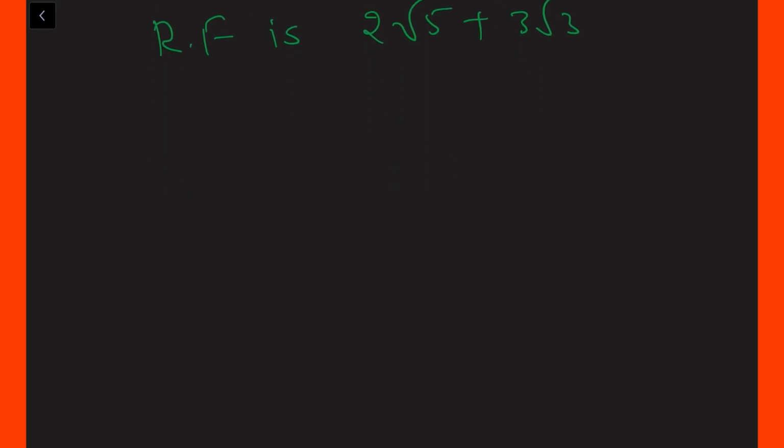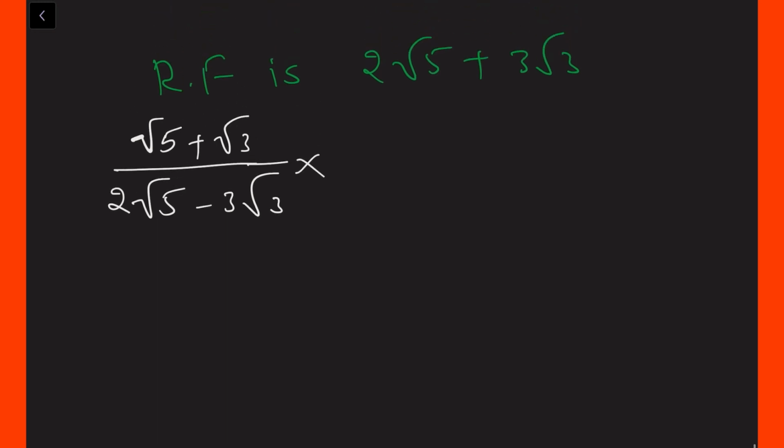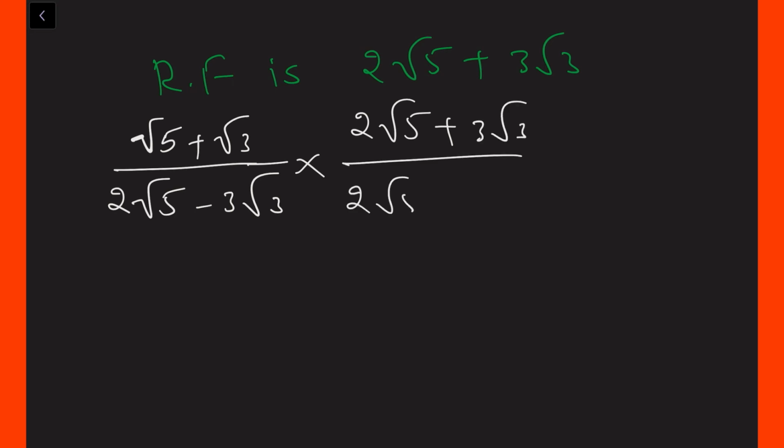So now let us write the question again. Root 5 plus root 3 divided by 2 root 5 minus 3 root 3. This we need to multiply and divide with 2 root 5 plus 3 root 3 by 2 root 5 plus 3 root 3.